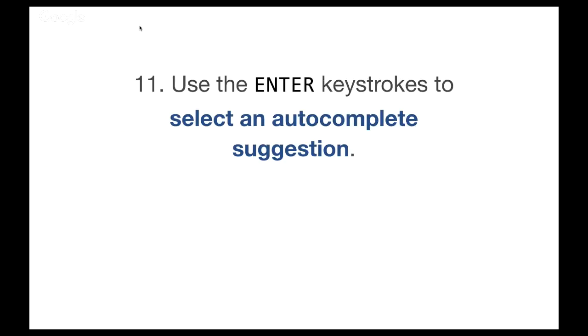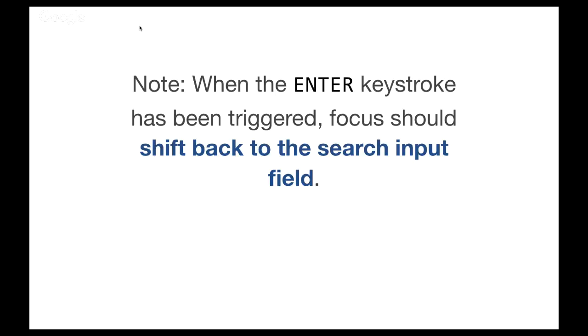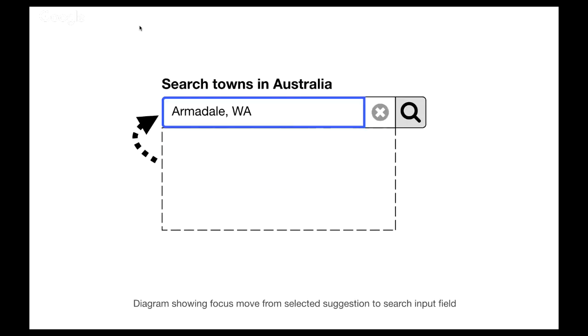They should also be able to use the enter keystroke to select an autocomplete suggestion. So in this example, the user has chosen the town of Armidale, they should be able to hit enter, and that should then take them somewhere. And where should it go? Well, focus should shift back up to the search input field, and that should be announced to them. So in this diagram, the auto-suggest list now disappears, focus returns to the input, and that is injected in there as Armidale, WA for Western Australia, and that should be announced to screen reader users.